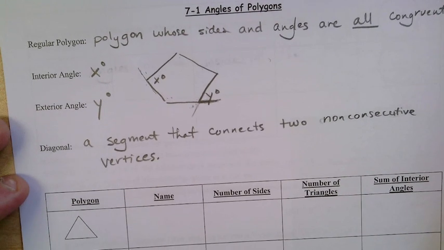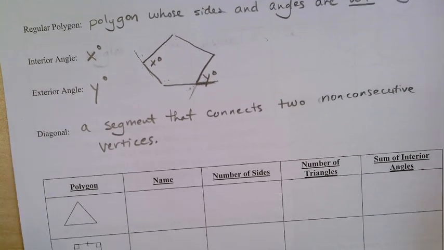I'm going to be using the term diagonal in the next section right here. And so what is a diagonal? It's a segment that connects two non-consecutive vertices. You guys know what a diagonal is. You've drawn diagonals many times over through elementary school and on up. So that's what a diagonal is.